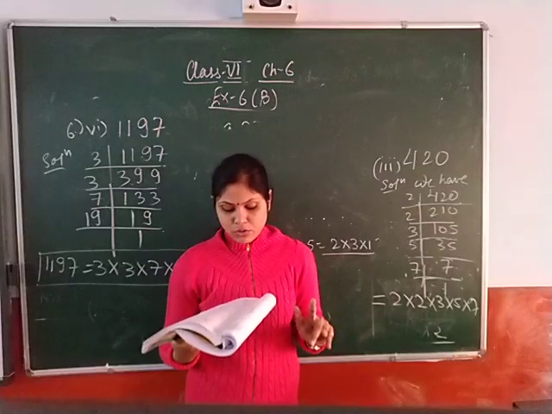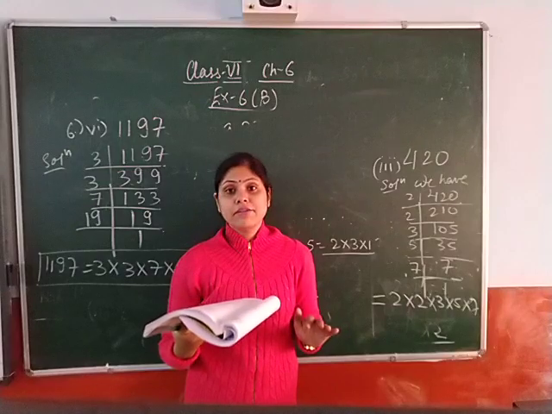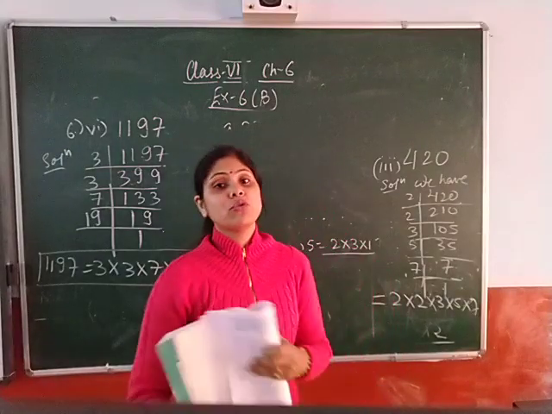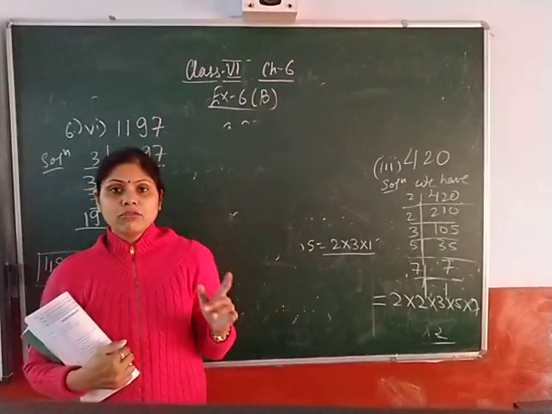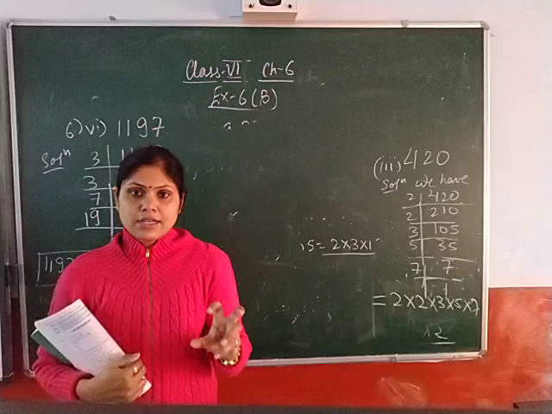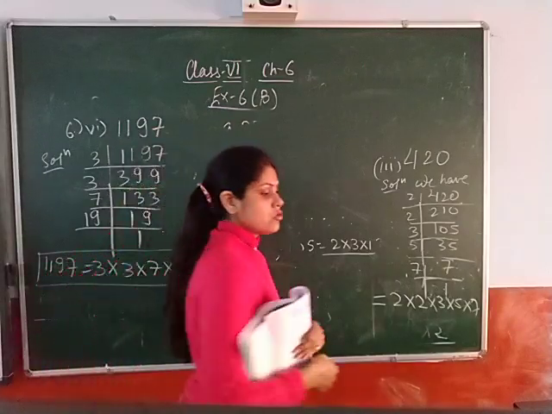Now, the 7th one I will not do. Come to the 8th question. Which of the following numbers are divisible by 3? To check the divisibility by 3, what do we have to do? What was the rule? We have to add the digits of the number. If the result is divisible by 3, that means the whole number is divisible by 3. Let us do this.